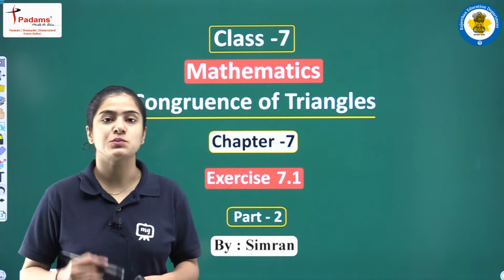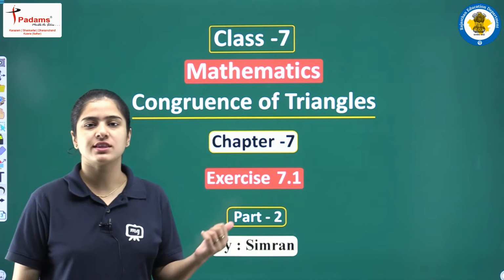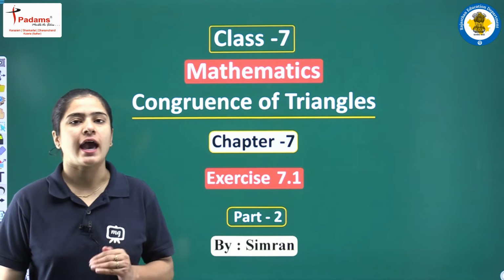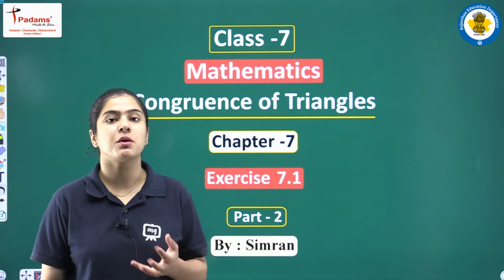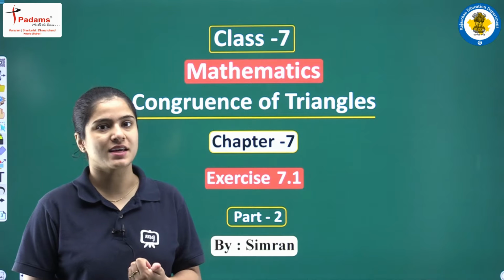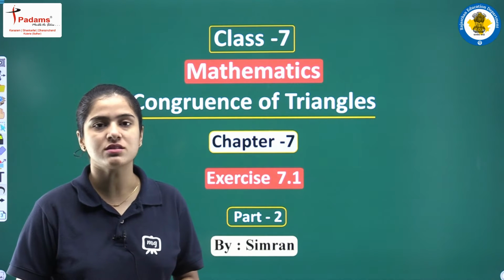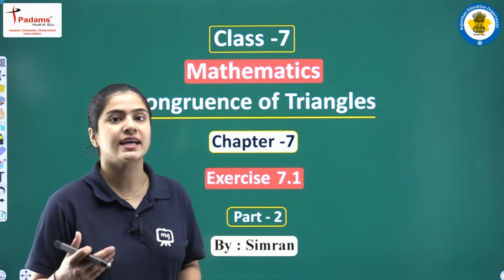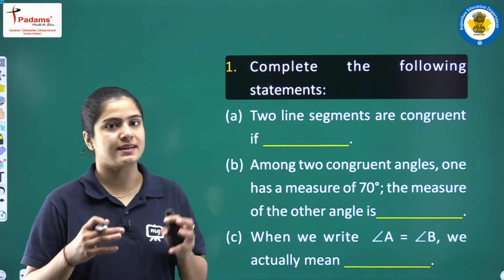Students, in our last class we have just started chapter number 7, that is congruence of triangles. And in our last class we discussed what congruency is: the congruency of triangles, line segments and angles. Alright students, so today we will be discussing examples based upon that particular concept.